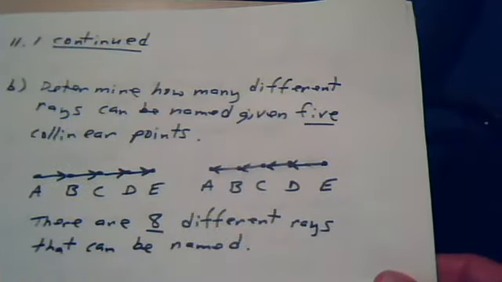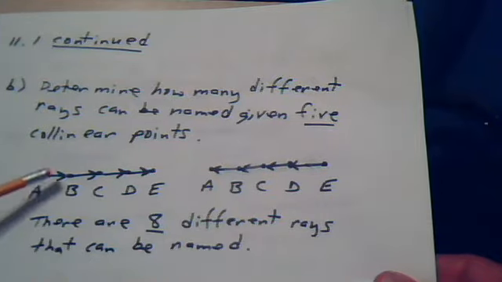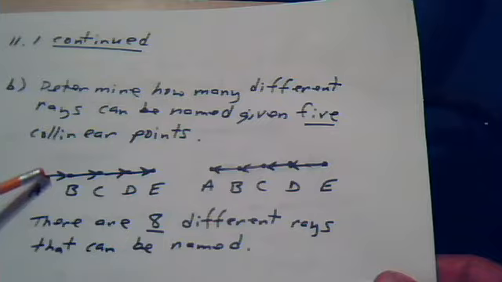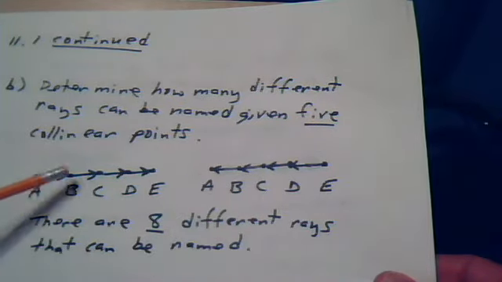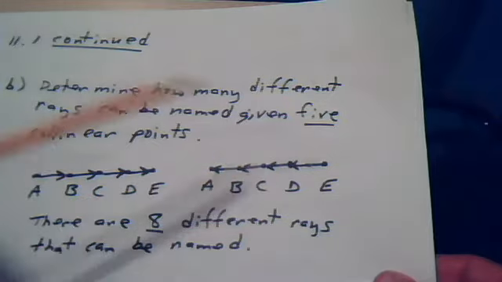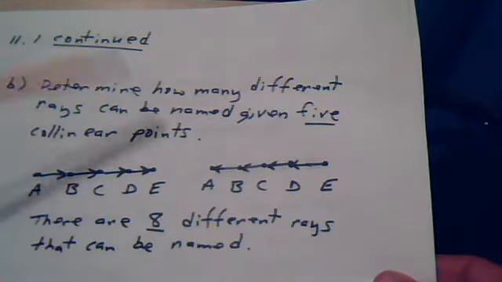For B, they want us to determine how many different rays can be named given 5 collinear points. So now we have more points. We have 5. 1, 2, 3, 4, 5. So you draw your rays, count them, 1, 2, 3, 4, times 2, since you could draw these in the opposite direction. So it's 1, 2, 3, 4, 5, 6, 7, 8. So you have 5 collinear points. You'll get 8 different rays. You could name 8 different rays.